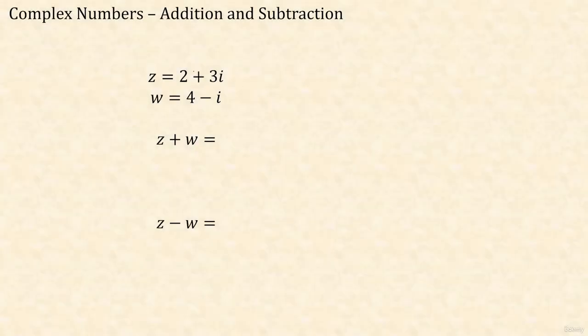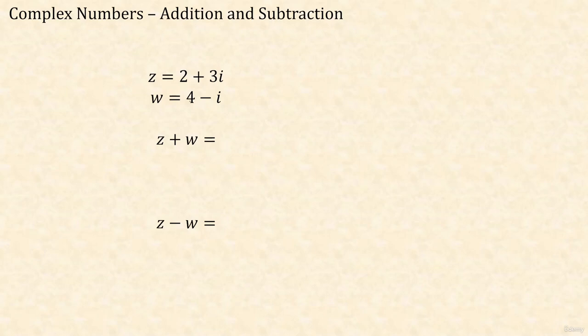So let's say I have two complex numbers, z and w. z is 2 plus 3i, so the real part is 2 and the imaginary part is 3i, and w, the real part is 4 and the imaginary part is negative i. How do we add these two complex numbers together? Well, they add in a very intuitive way.